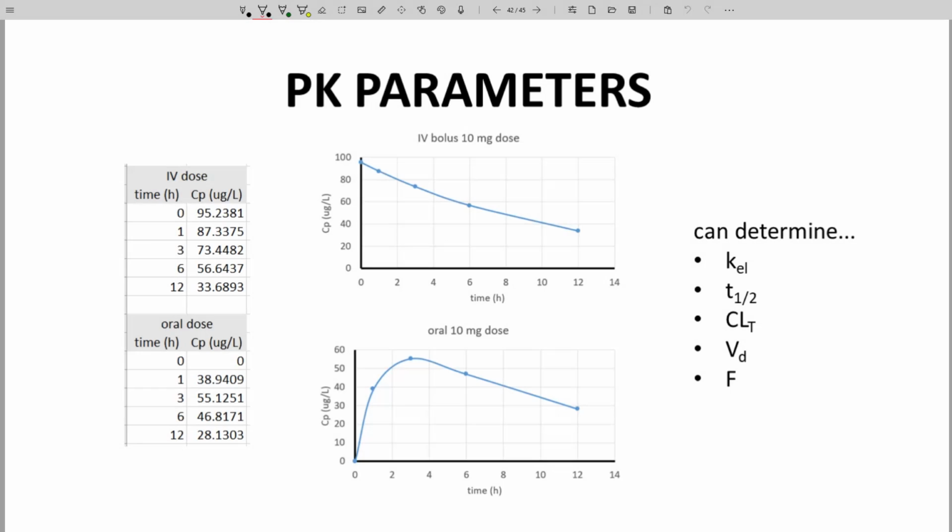During lead optimization, molecules will be tested in animals. Some of the tests will focus on pharmacokinetics of the lead through both IV and oral doses. The collected data allow the determination of all the pharmacokinetic parameters for the molecule: KEL, half-life, clearance, volume of distribution, and oral bioavailability. Or at least one can determine all the pharmacokinetic parameters in that species of animal.